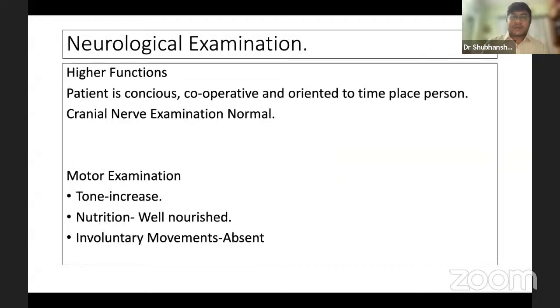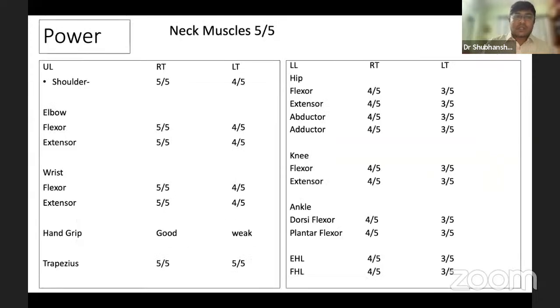On neurological examination, higher function, patient is conscious, cooperative, oriented to time, place, person. Cranial nerve examination was normal. Motor examination, tone was increased. Nutrition well nourished. Involuntary movements were absent. These were the power.